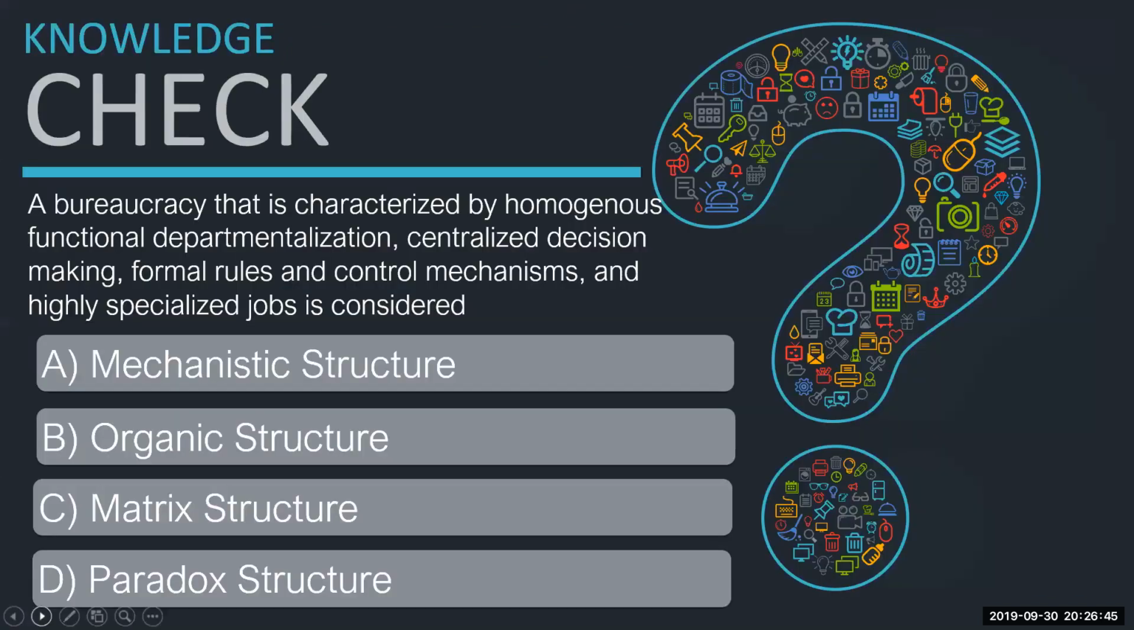Okay, and wrapping up this section is our knowledge check question, which says a bureaucracy that is characterized by homogeneous functional departmentalization, centralized decision-making, formal rules and control mechanisms, and highly specialized jobs is considered A, mechanistic structure, B, organic structure, C, matrix structure, or D, paradox structure? All right, and while you all are answering that, let's see, we've got some answers still flowing in.